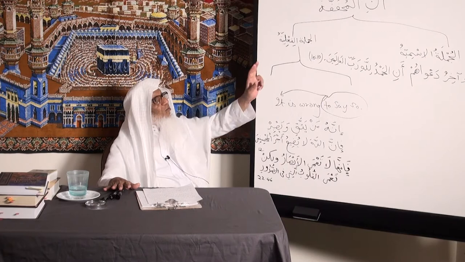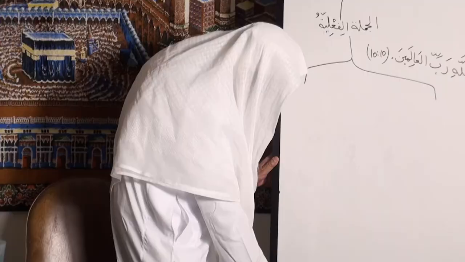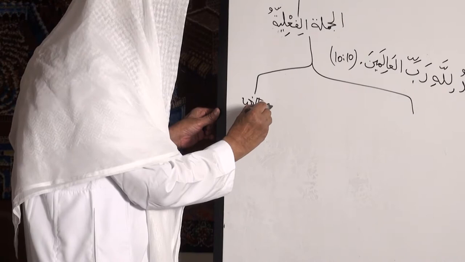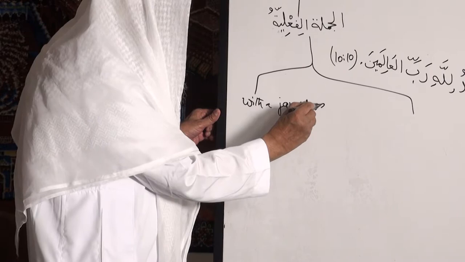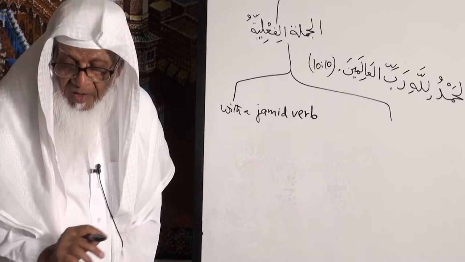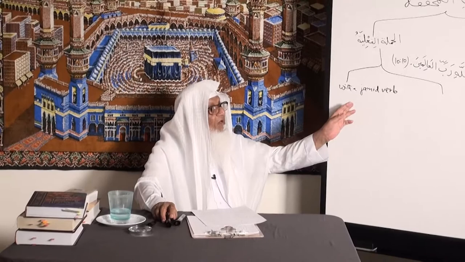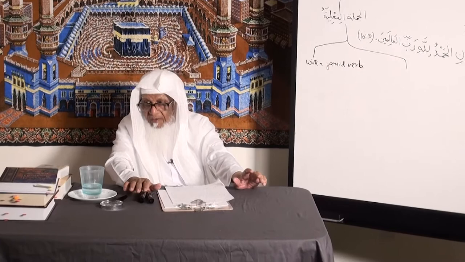Now we have jumla fi'liya. There are two types. One is with a jamid verb. The other type is the one without a jamid verb. Now let us take the jamid verb and jumla ismiya. In these two types, jumla ismiya we have seen. With a jamid verb, we will see it now.